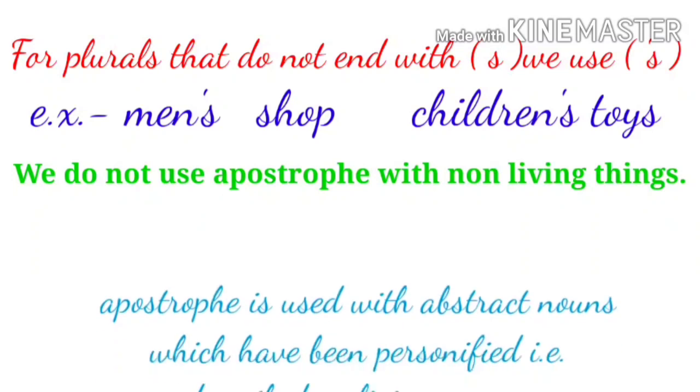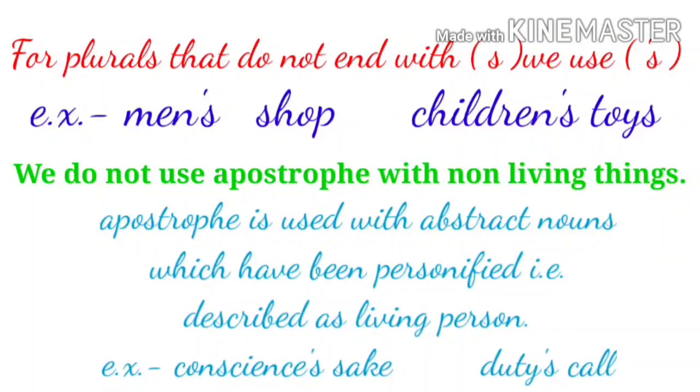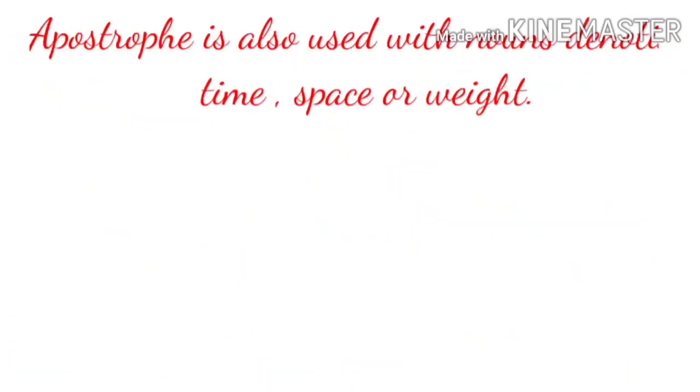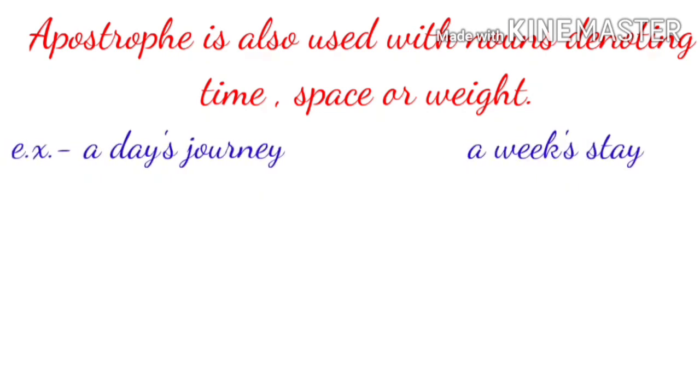Remember, we do not use an apostrophe with non-living things. An apostrophe is used with abstract nouns which have been personified, meaning described as a living person, like conscience' sake, duty's call. An apostrophe is also used with nouns denoting time, space or weight. For example, a day's journey, a week's stay.